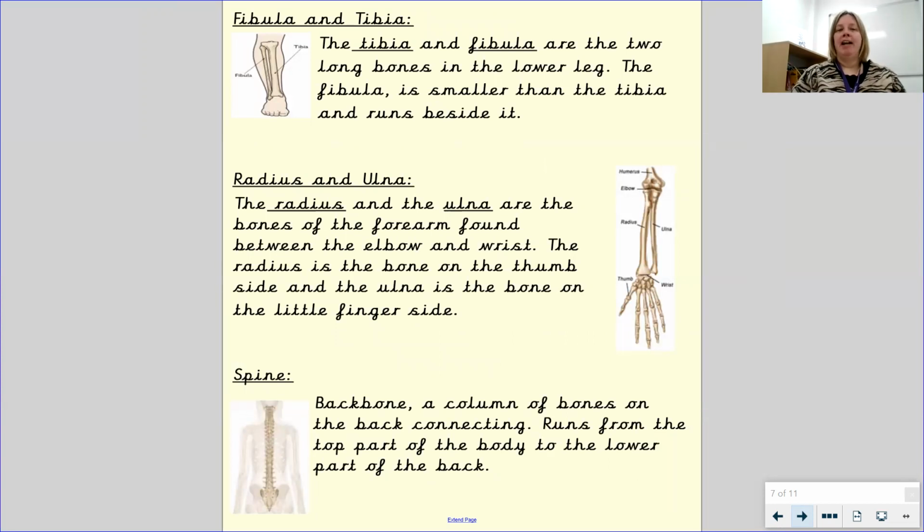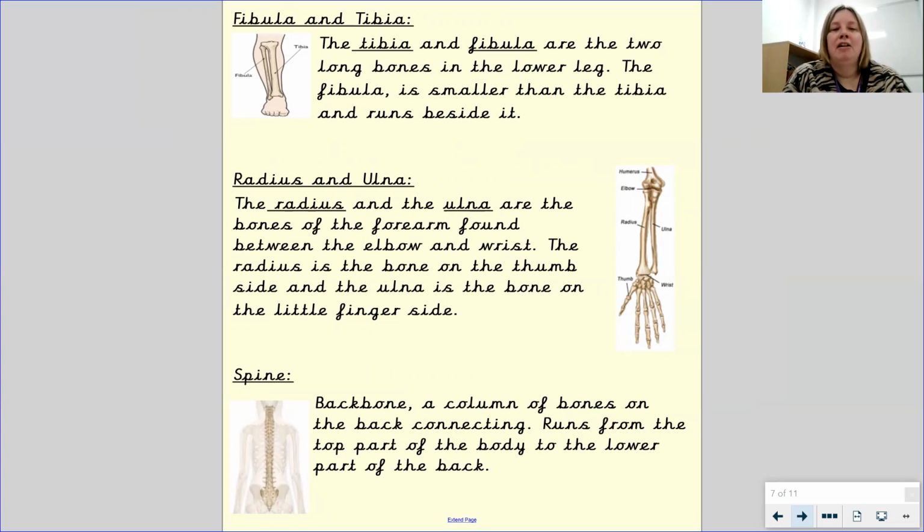Fibula and tibia. The tibia and fibula are the two long bones in the lower leg. The fibula is smaller than the tibia and runs beside it. If you notice, I wasn't saying that correctly to start with, but I corrected myself. So we say tibia.